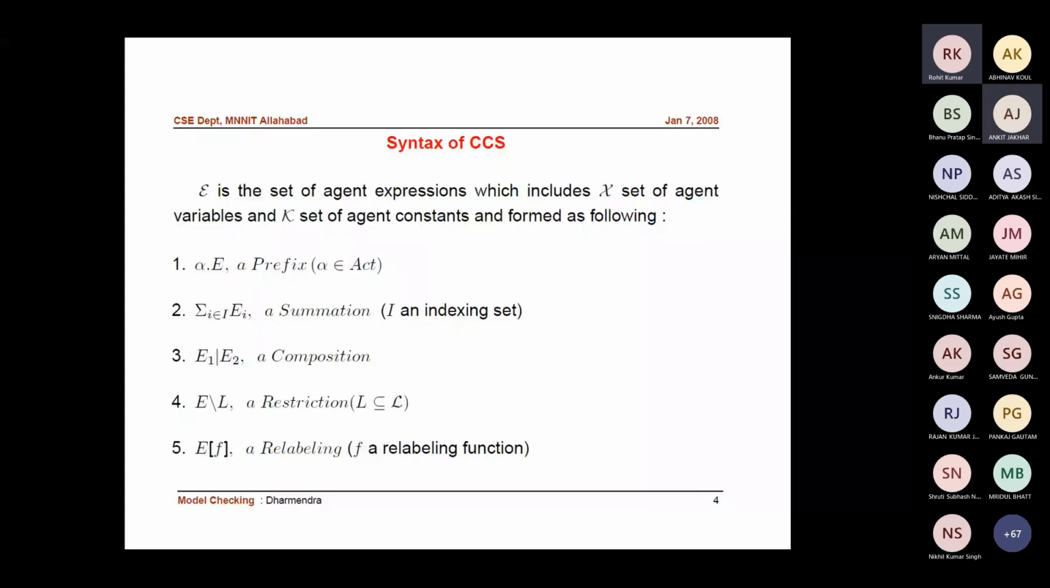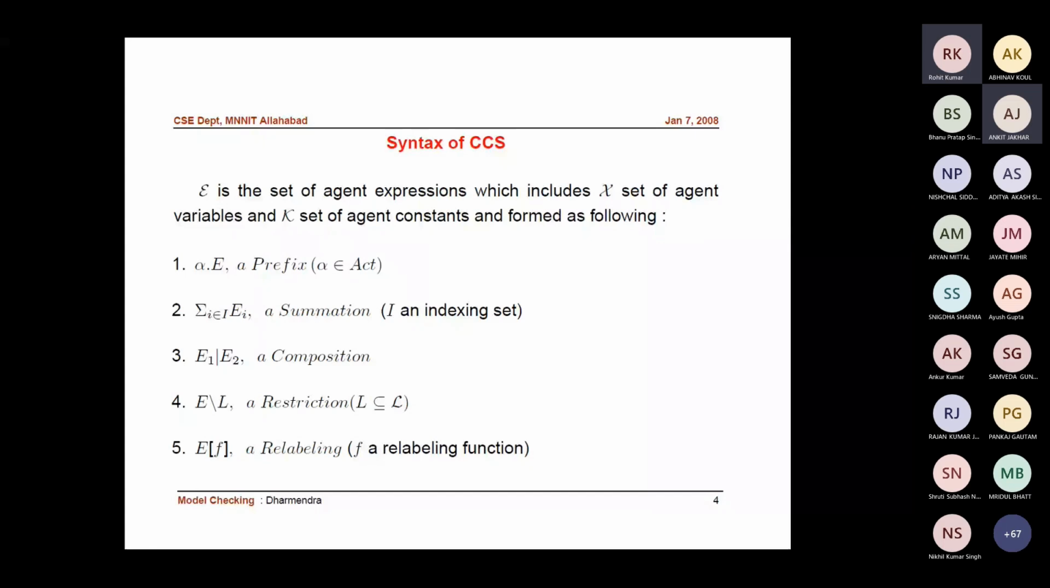Generally everybody is going to be defined by their behaviors, be it carpenter, blacksmith, or any profession. These people are defined by the actions they perform. Similarly here we are saying this is alpha dot E. So alpha is an action over there. Then there is going to be a summation operation.